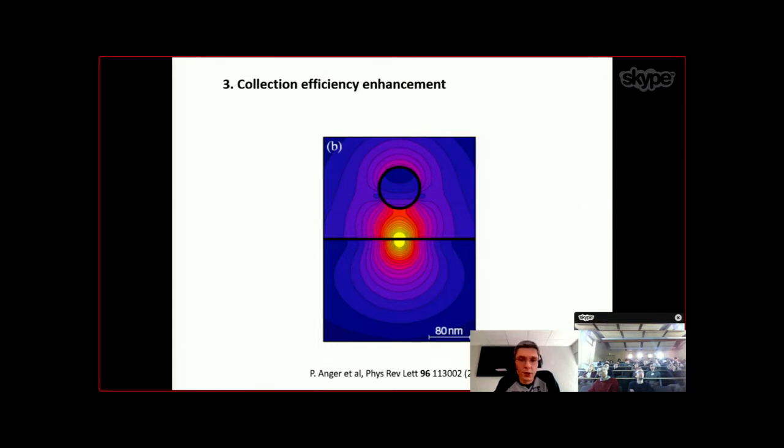And finally, the collection efficiency enhancement. Well, here we have a point molecule. We have a nanoparticle that is much below half the wavelength, so there's not so much to gain. With this system, if you have a very high NA, the gain in collection efficiency is not going to be so large. But often people just completely ignore this.